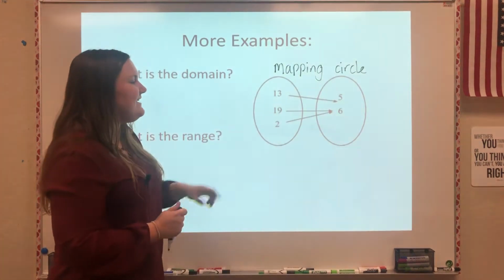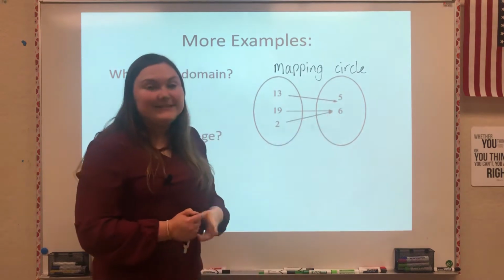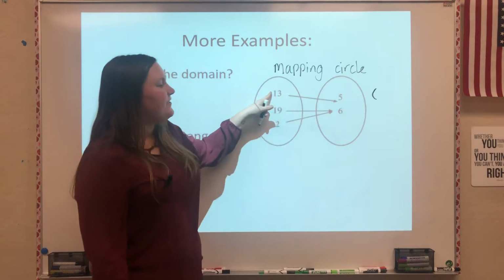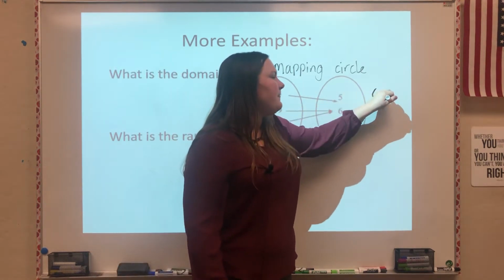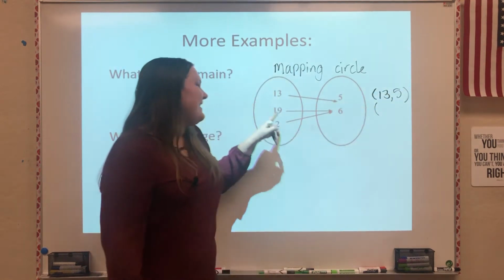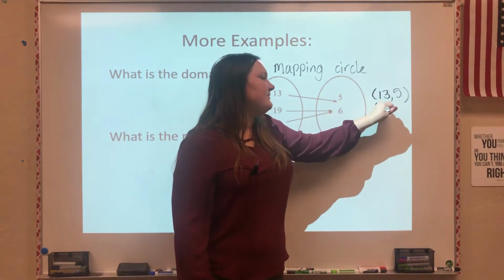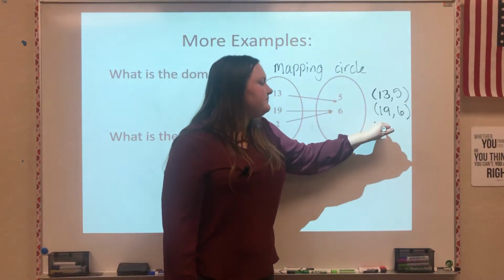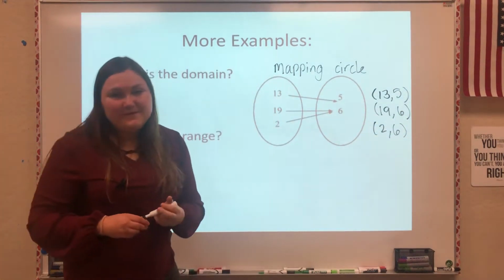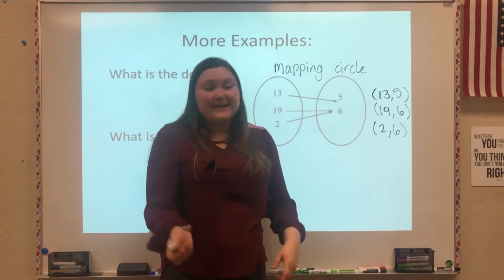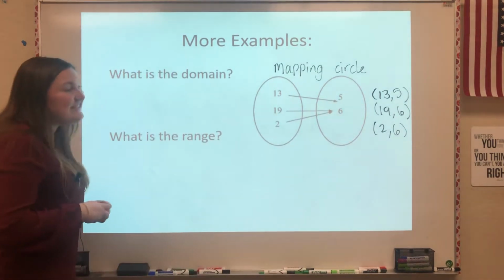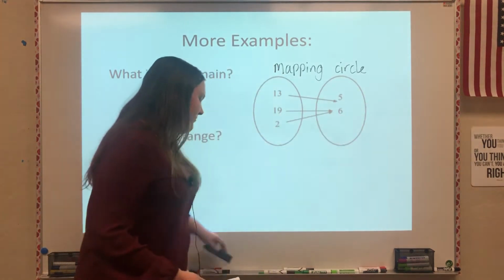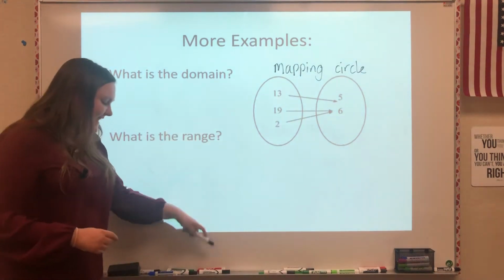What this is telling me with these lines, these arrows here, is that there's 3 points. There is a point at 13.5. There's a point at 19.6. And then there's a point at 2.6. So it tells you the same information that a list of points would tell you or that a table would tell you. It just looks a little different. The idea of finding the domain and the range, though, are the same. You don't need to write out the points like I just did.